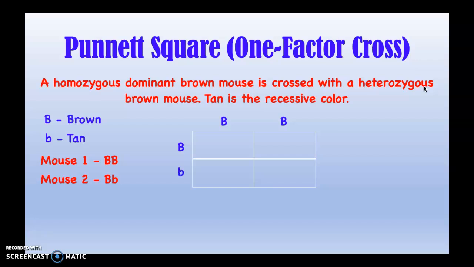From there, it's just a matter of finding the possible genotypes of the offspring. So we'll have a big B come down and a little b come across for this top left one. We go to the top right, we have a big B come down and a small b come across. Now if we do the bottom row, we're going to bring a big B down, a small b across in both of those boxes. So from here, we have to look at your genotypes and phenotypes.